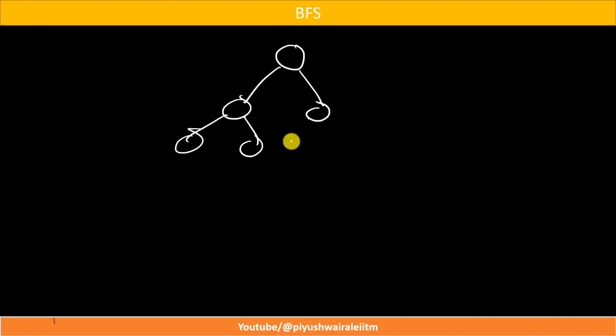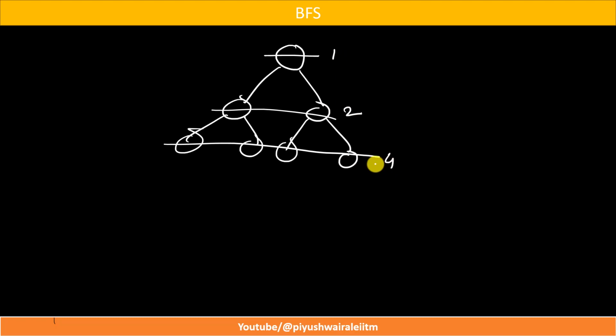Now about the BFS part. We all know how BFS works. So this is our tree. BFS will go level by level, like this. Here it will explore one node, here it will explore two nodes, here it will explore four nodes, right?